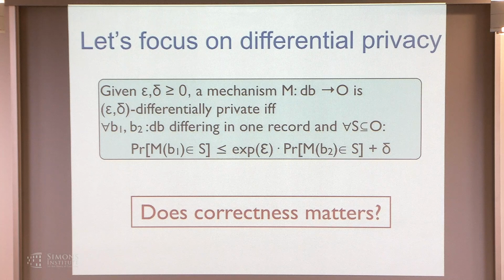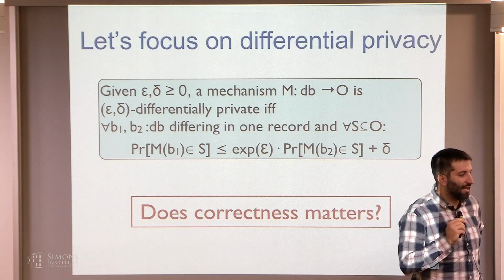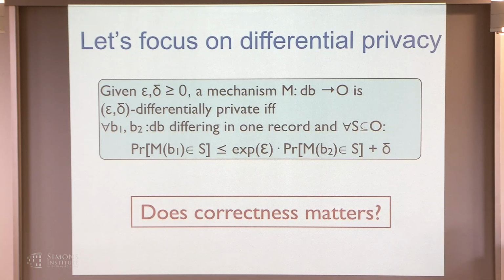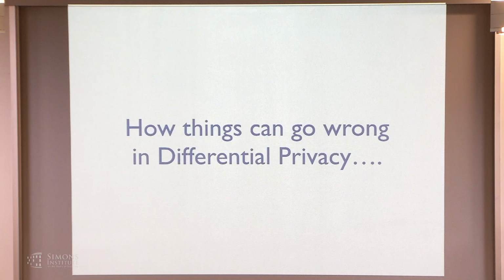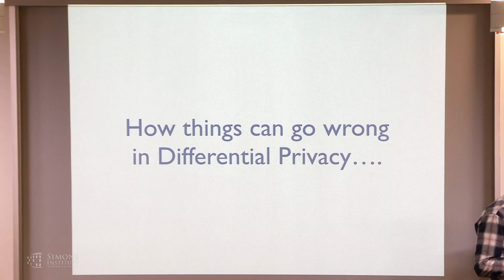Okay. Let me motivate one last time why we care about this in the context of privacy. We may wonder if correctness matters for differential privacy. And we can just look at some of the things that went wrong for differential privacy and try to understand if we are at risk, as other software is.